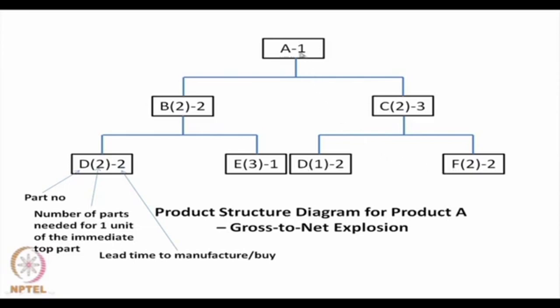Also written here are some numbers 1, 2, 2, 1, 2, 3 and 2. They are all lead times. Once the work starts, it will take 1 day or 1 week. In our case, 1 day. Once we place an order for B, it will be available after 2 days, etc.